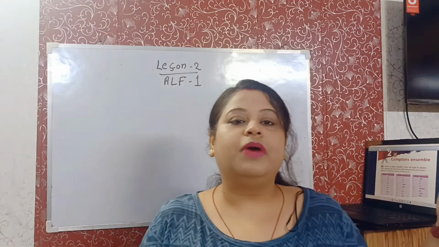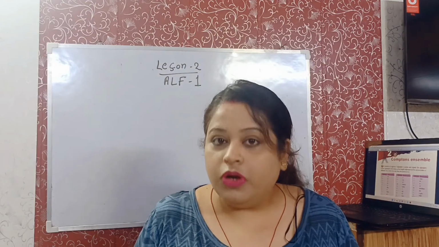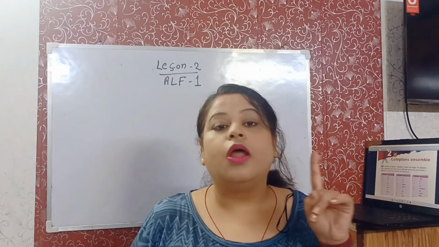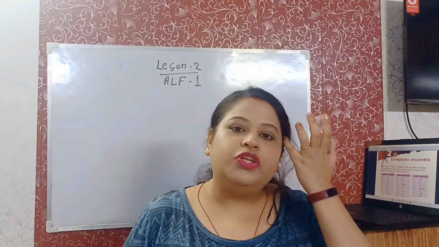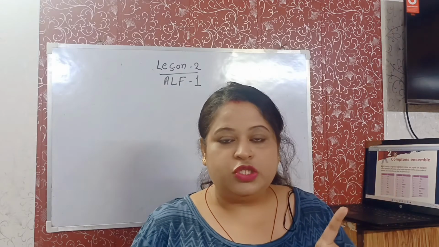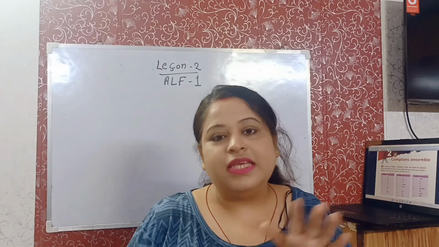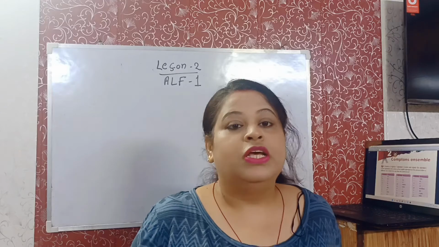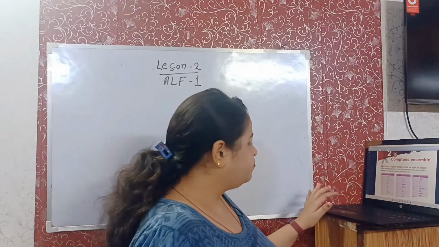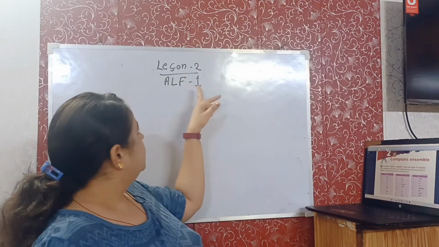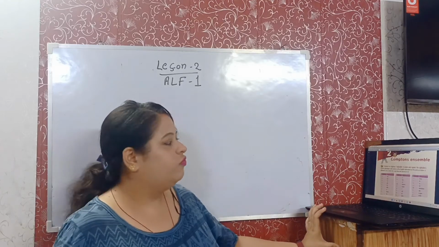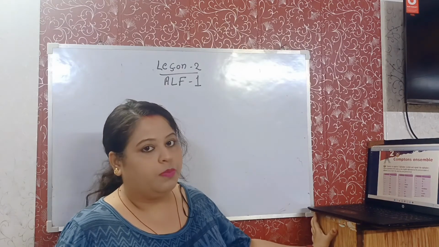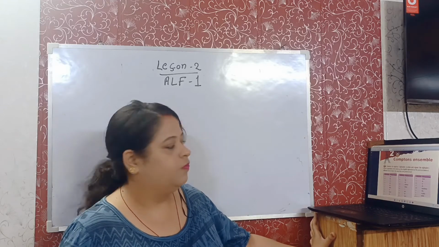So today I'm here with another video with the Apprenez le français book, Leçon 2, Apprenez le français book number 1. In the last video I explained chapter 1, lesson 1, with the lessons and exercises. Today I am explaining lesson 2. So let's start with me. Okay, so lesson 2 of the book ALF-1. Lesson 2's name is Comptons ensemble. That means let's count together.